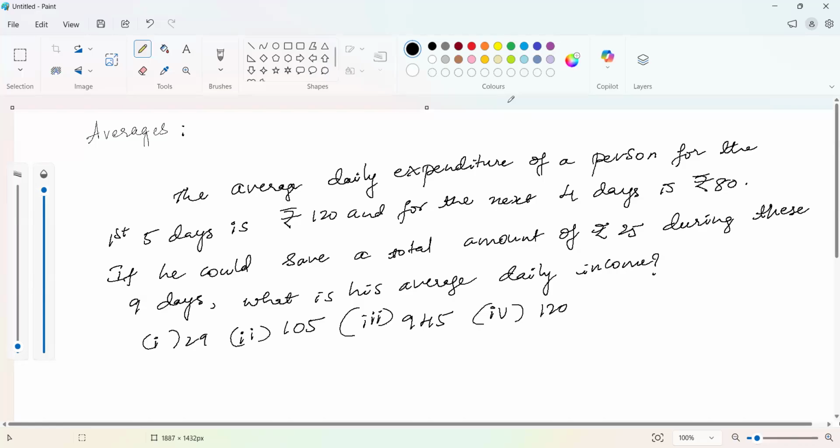945. Average daily income. Yes, you need to divide it by 9. Yeah, total income is different. Average income is different. Okay, so you can take 1 month.